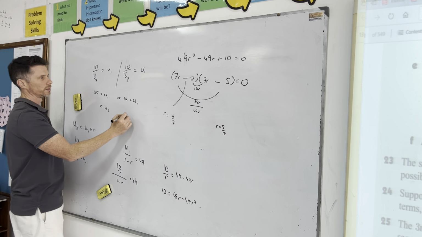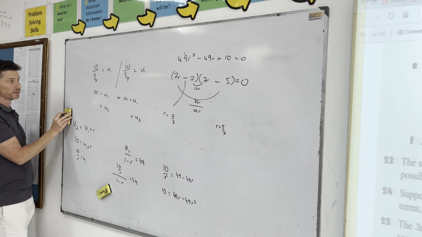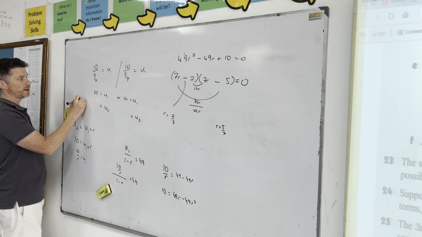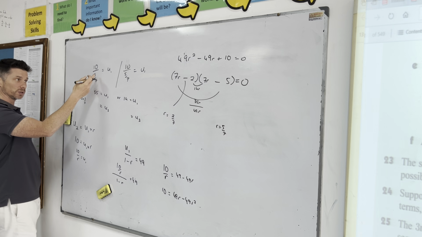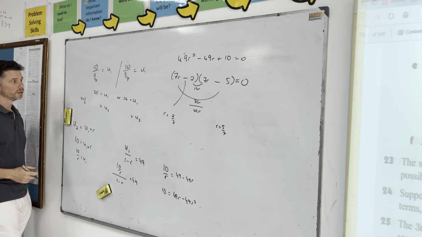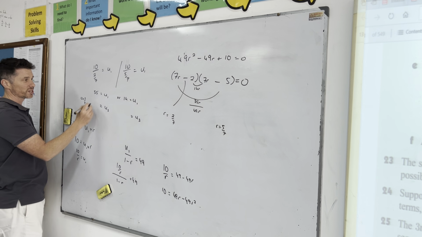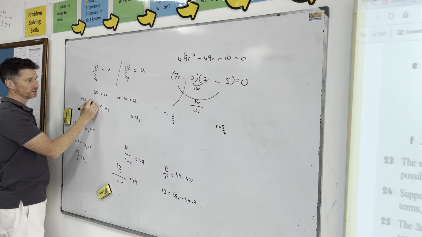U3 is, what was the second term? 10. So it'll be 10 multiplied by 2 over 7 or 5 over 7. This will be 10 multiplied by 2 over 7 now, because we divided by 2 over 7 the last time. It'll be 20 over 7. And this is 50 over 7.